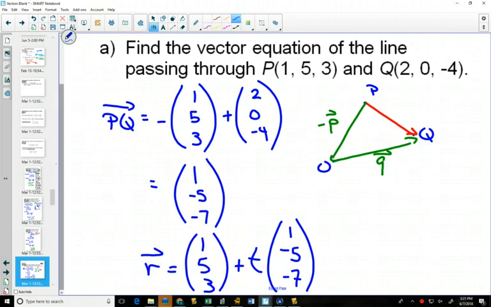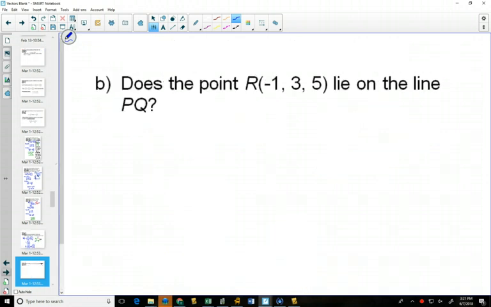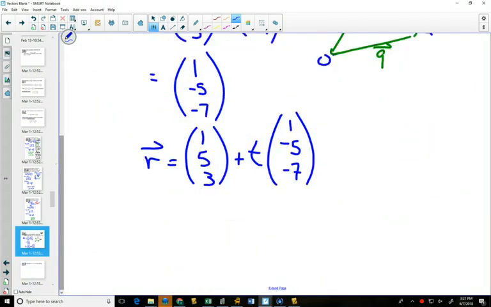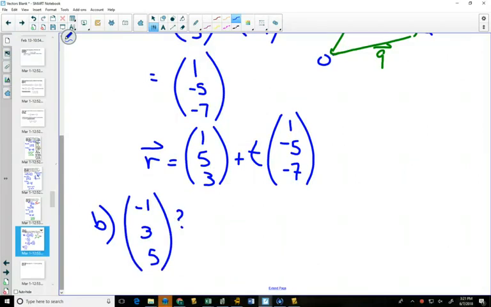And we could write our parametric and Cartesian forms of this line as well. But we won't. Well, we will eventually for different questions. Now, part B says, does this point lie on the line? -1, 3, 5. So I'm going to just continue. And put this here for us. Is that point on the line?